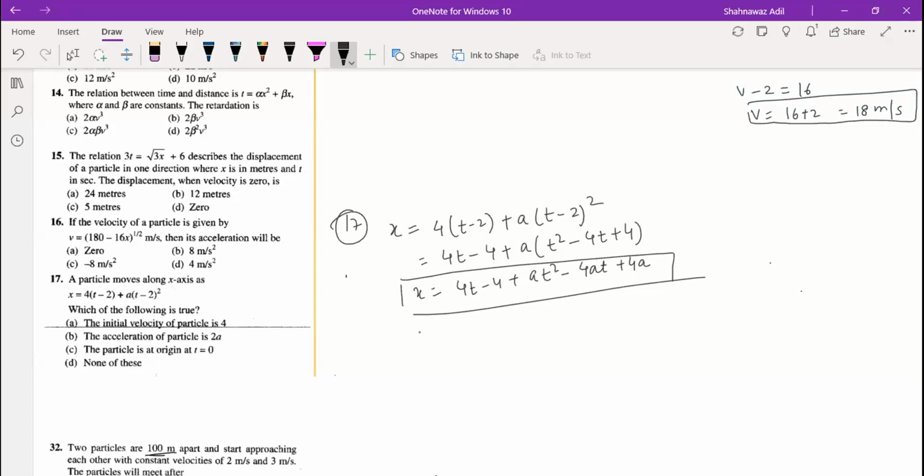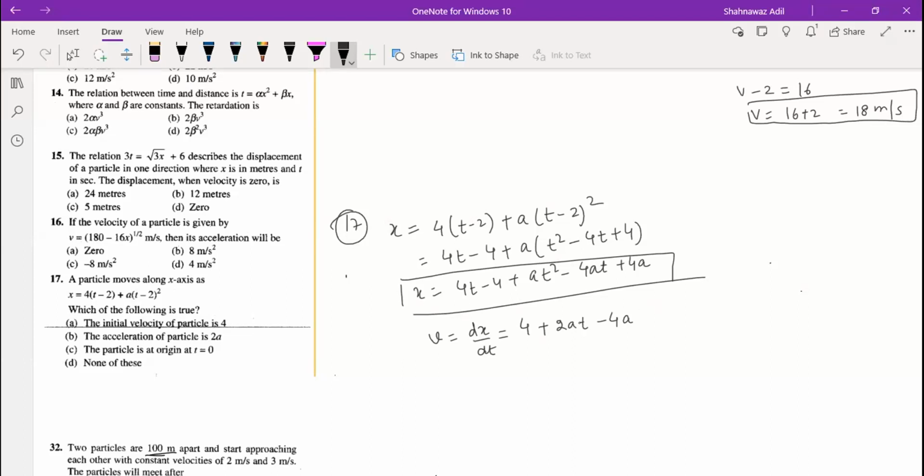Now if we calculate the velocity, it would be dx by dt. So this is simply 4 into t, that would be 1. This is 0. And then this is 2at minus 4a, and this is 0. So this is the initial velocity, right? So it is saying that the initial velocity of the particle is 4, right?